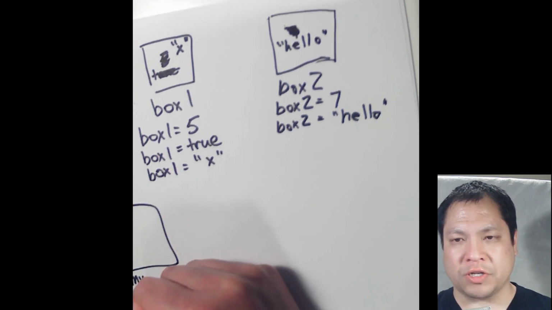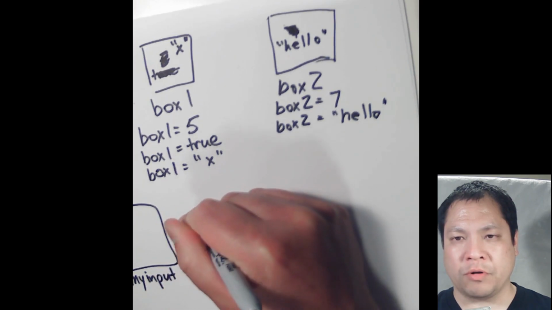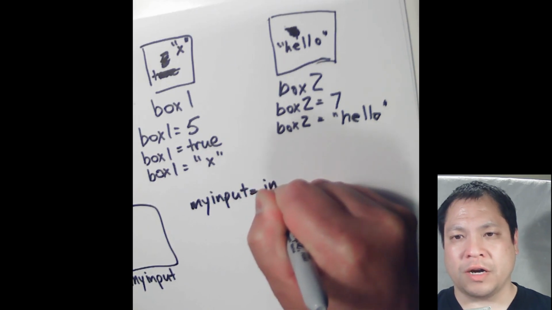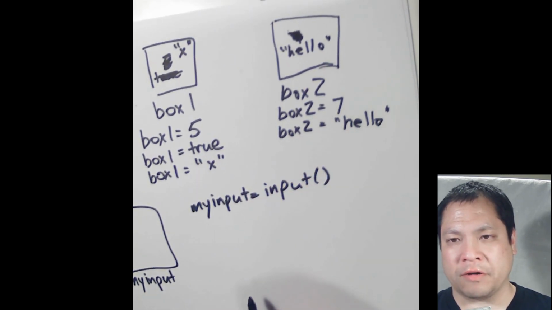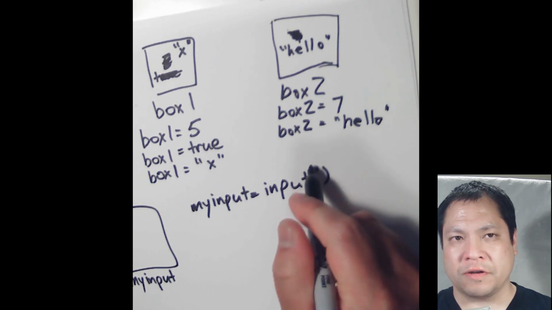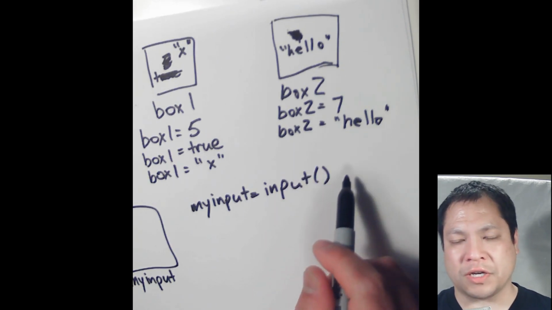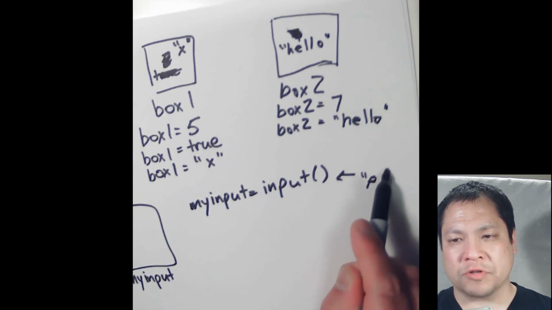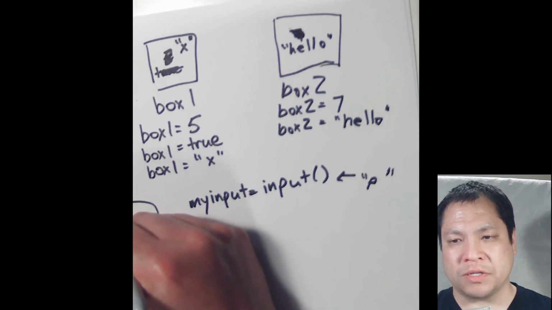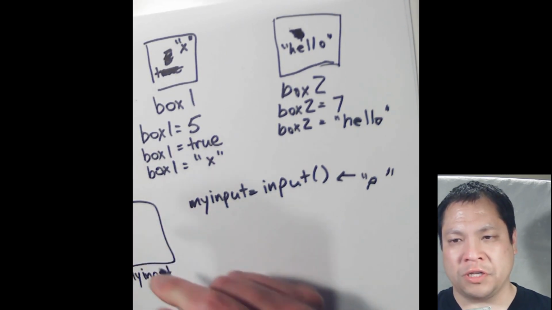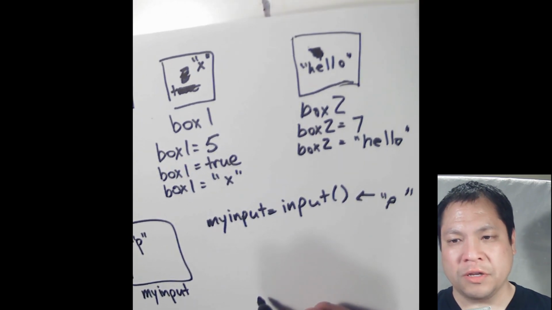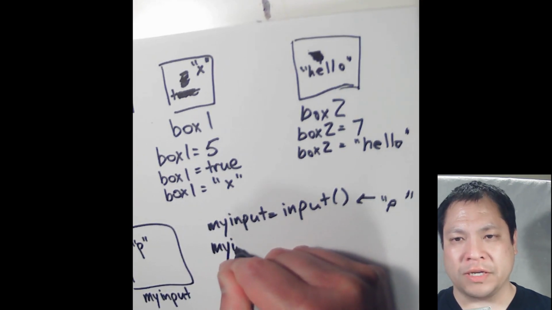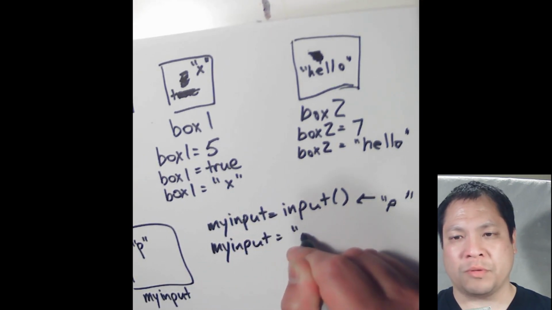Let's try something else. I'm going to make another variable or box. I'm going to call it my input. Now, we can call them whatever we want. Usually you call it something kind of useful in terms of reminding you what this thing actually is. What we're going to do is my input equals input bracket bracket. We'll see in the next video what this actually does, but basically it takes whatever I type and puts it in there. So in this case, into the input bracket bracket, I type a P, and so that P goes into the my input variable, or the my input box.